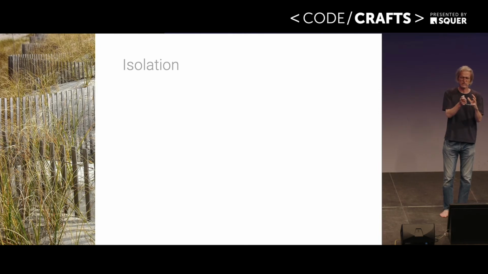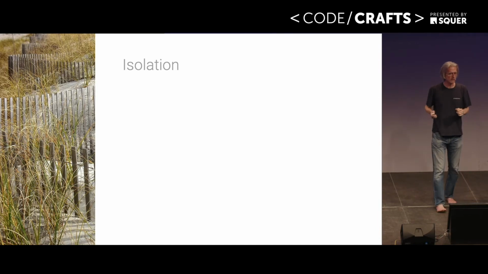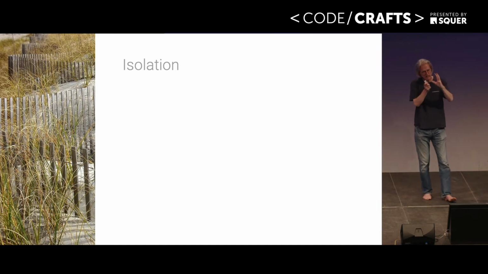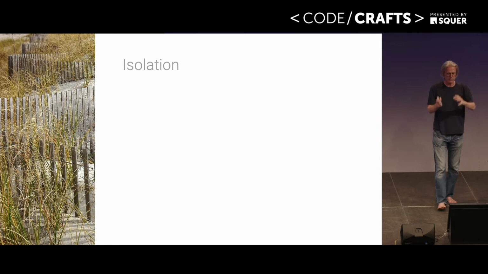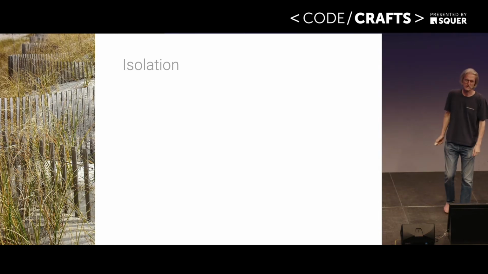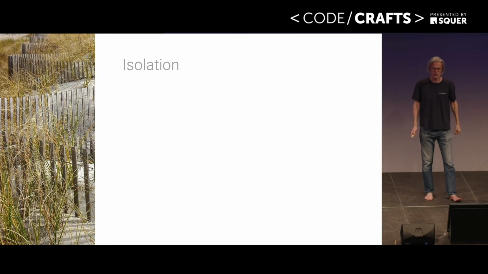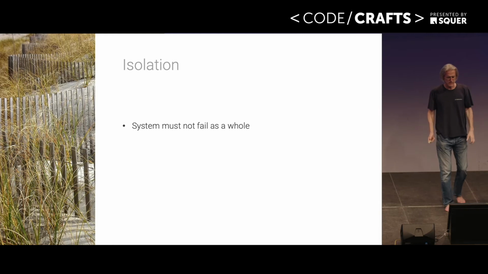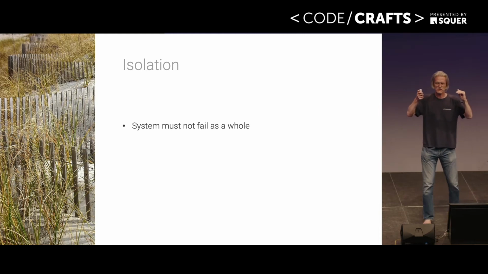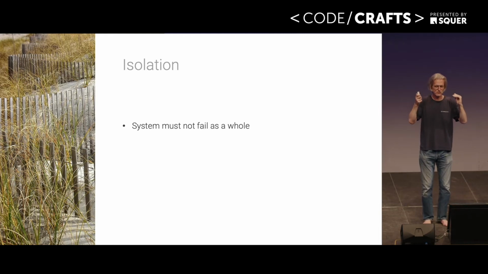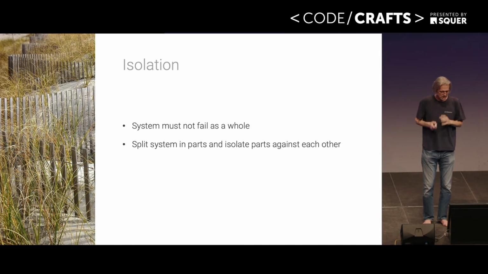I mean, fault-tolerant software design and resilient software design have huge overlap, and in the basics, they are more or less the same. Resilience does a little bit more than fault tolerance alone. But we're here on the same common ground in the union. And the core idea of isolation is your system must not fail as a whole. It must not. And therefore, you split your systems in parts and isolate them.